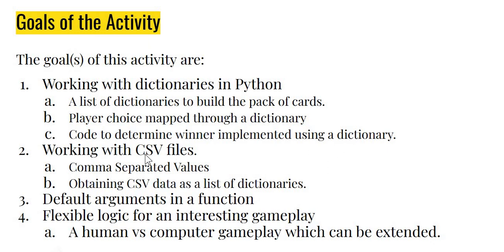Next, we'll work with CSV files. CSV is comma separated values, very powerful data format in a lot of context. In fact, the data of all the buildings in this case will come as a CSV file. We'll read this data and convert this into a list of dictionaries, which will become our deck of cards. We will see how we can pass default arguments to a function, and tying it all together, we will build a fairly flexible logic so that we have an interesting gameplay. We have a human versus computer gameplay, which can clearly be extended in many different ways. We will also talk about that.